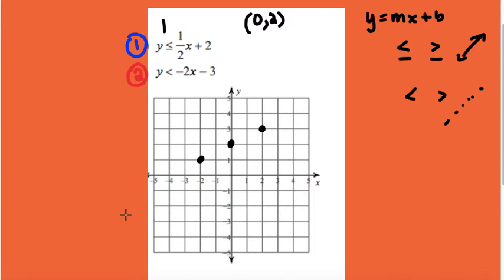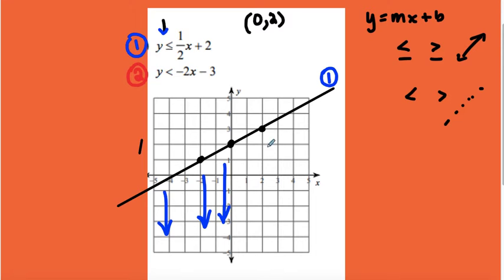Take my line, it's a solid line. I'm going to put it through my points, make that a little bit nicer. So maybe something like that. Okay, and then I shade it. I'm going to shade this one in blue, because this is line 1. Now, it says y is less than. So I look at my graph, and I go to the y-axis. Y's that are less than will be below the line. So I would shade below the line. So that's one way of considering it.